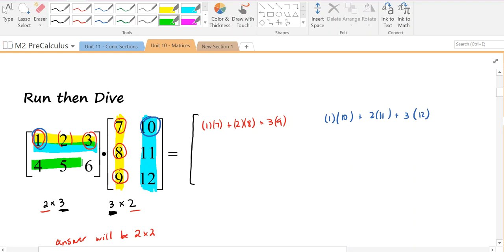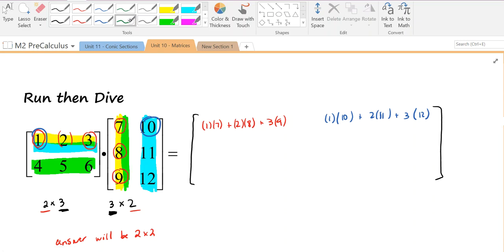Now I'm going to do my bottom ones. So now I'm going to be figuring out the bottom row in this matrix. I'm going to run across this 4, 5, 6, and I'm going to dive down this first column. So as I'm running and diving, the 4 is going to multiply by the 7. They're both the first number as I'm running versus the diving. My 5 is going to multiply by the 8. And then my 6 is going to multiply by the 9.